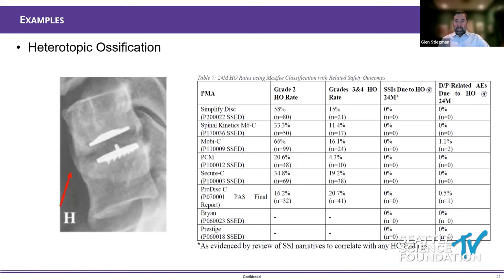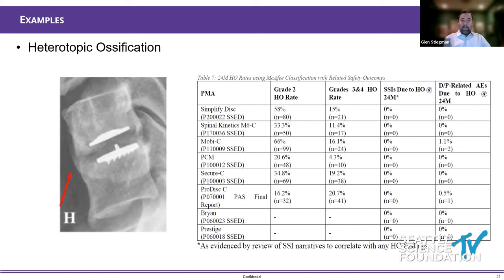So at this point in time, the way these are written into a protocol and the way these are viewed by FDA, unless the site is calling these an adverse event, they're not. It is reportable within the labeling, but it's not deemed an adverse event. Now, should it be? Should it not be? That remains to be seen.